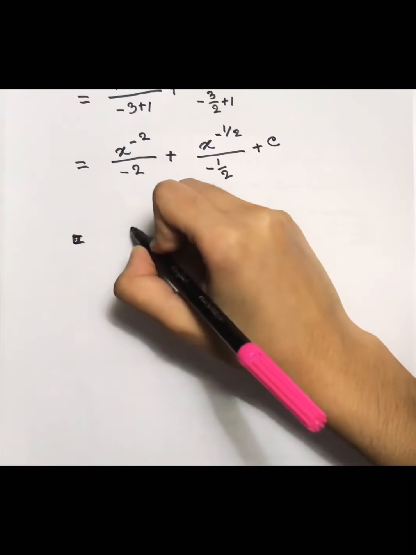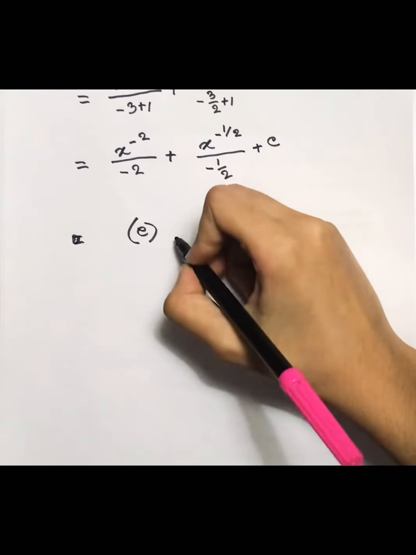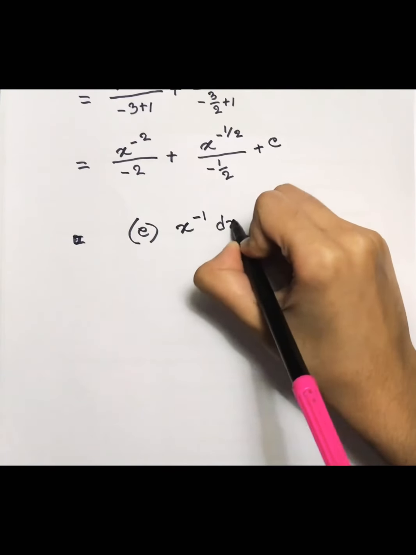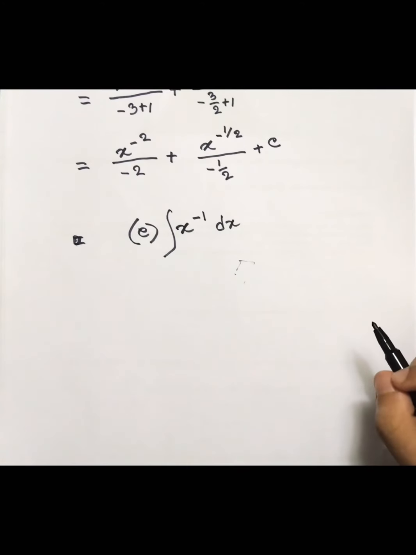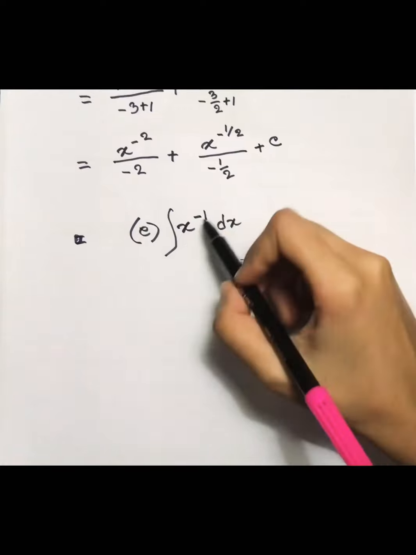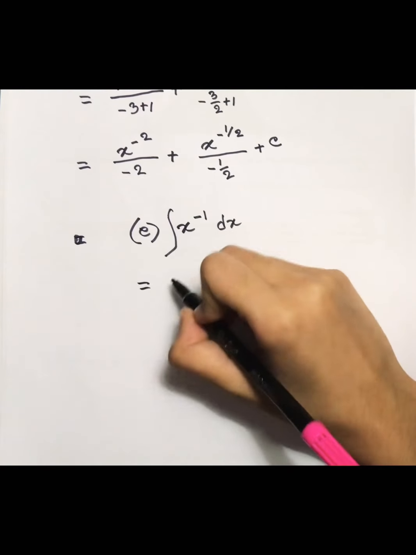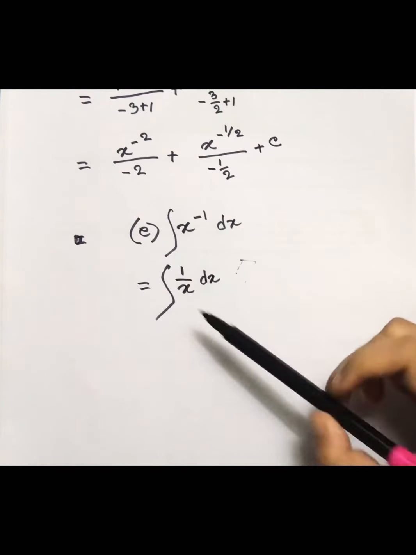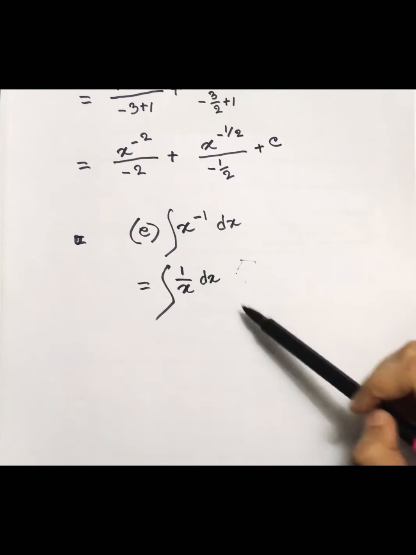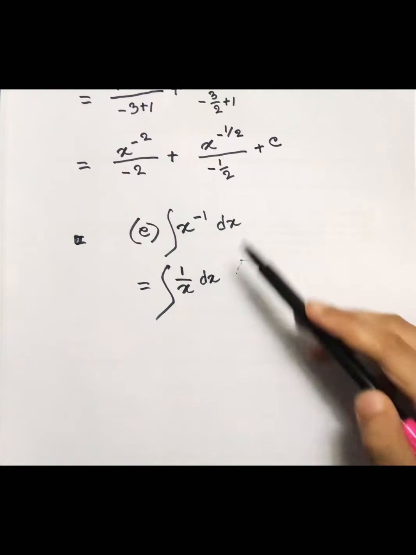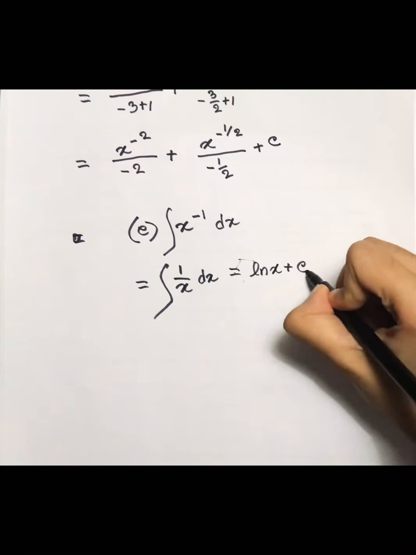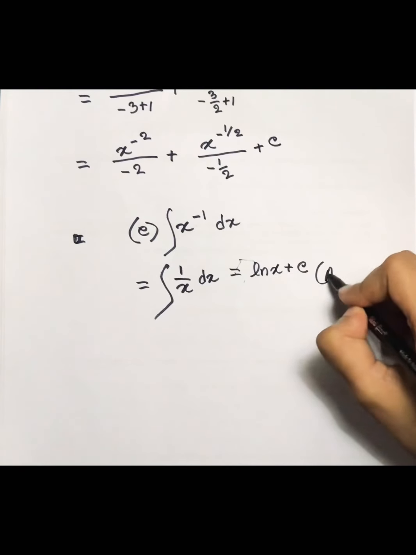Now what will you do if you get a question which states integration of x to the power minus 1 dx? Now we know that we can write x to the power minus 1 as 1 by x. So if we modify it, it becomes integration of 1 by x dx, and we know that the integration of 1 by x dx is ln x. So now let us write ln x plus c. So we will have to be careful while doing this.